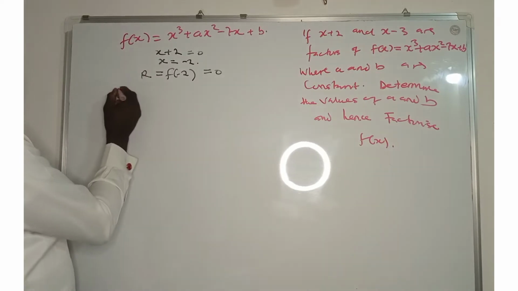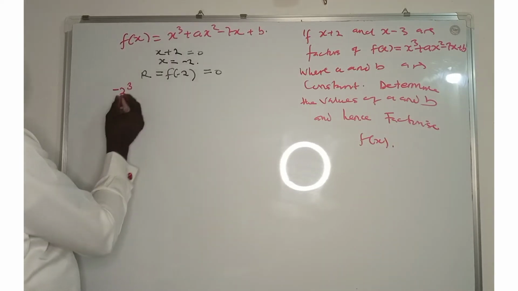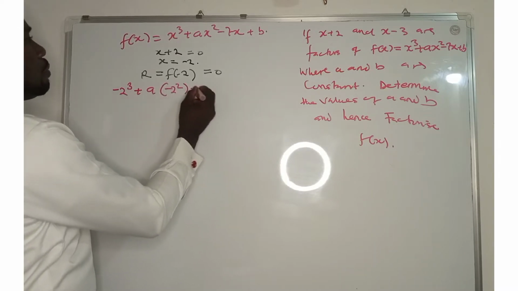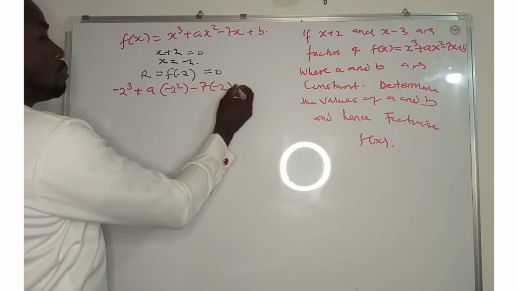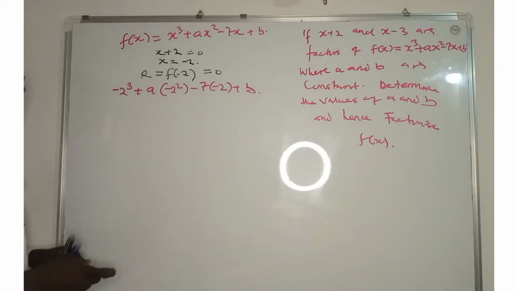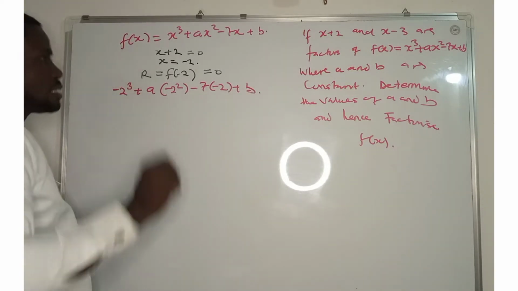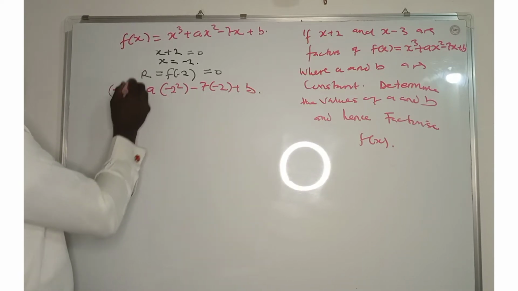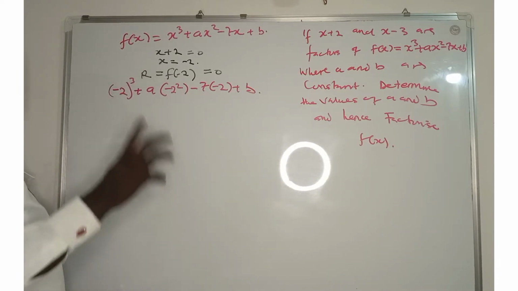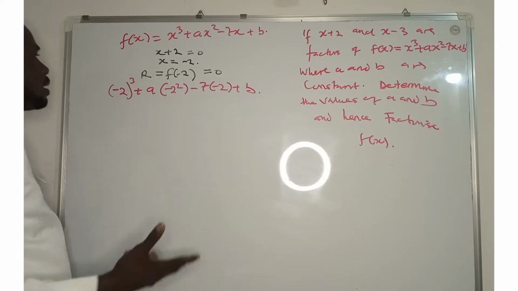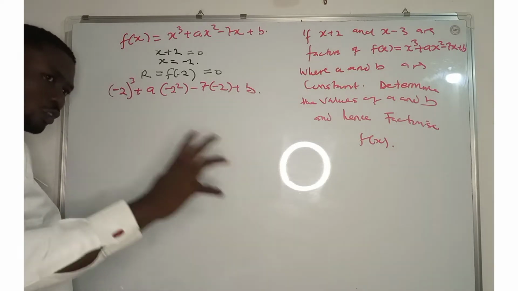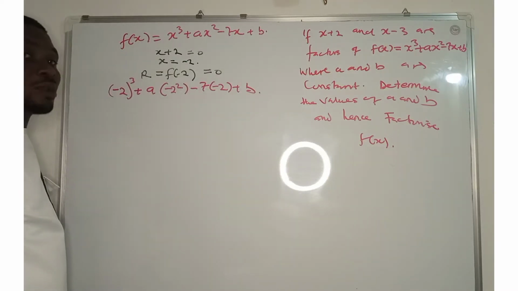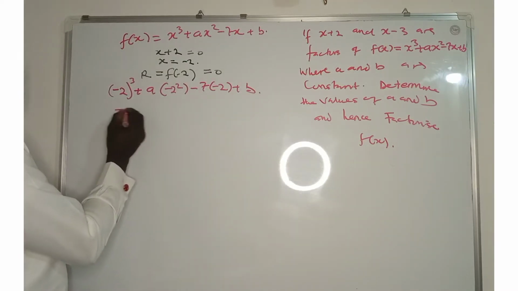Now, this becomes minus 2 raised to power 3, and then plus a into minus 2 raised to power 2, minus 7 times minus 2, plus b. Wherever we have x, we have to replace it with minus 2. As you can see, in this case, this is minus 2 raised to power 3. So minus 2 raised to power 3 is the same as minus 2 times minus 2, which of course is plus 4. Plus 4 times minus 2. Sorry, that will be minus 8. So we're going to have here minus 8.